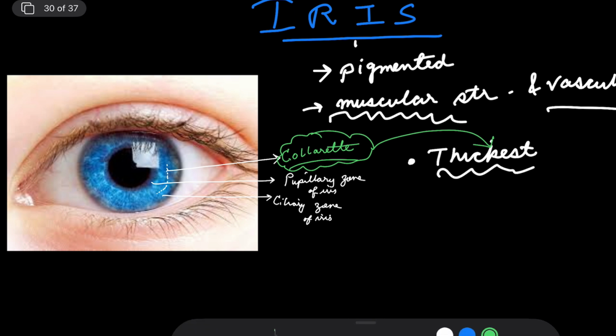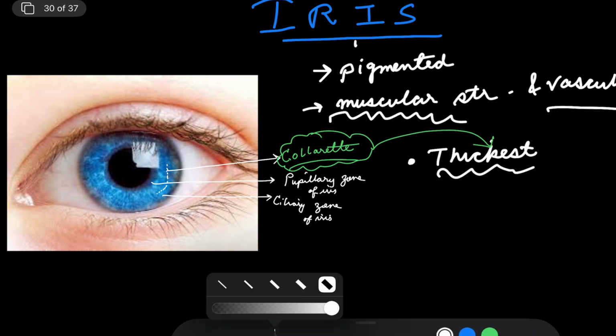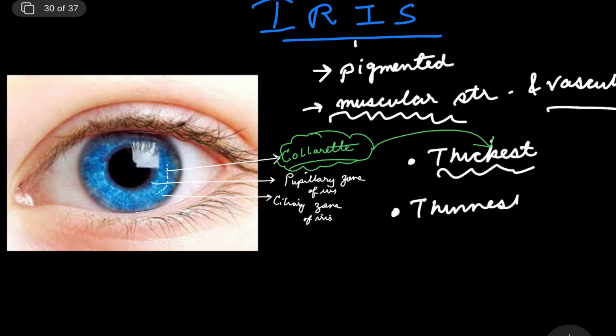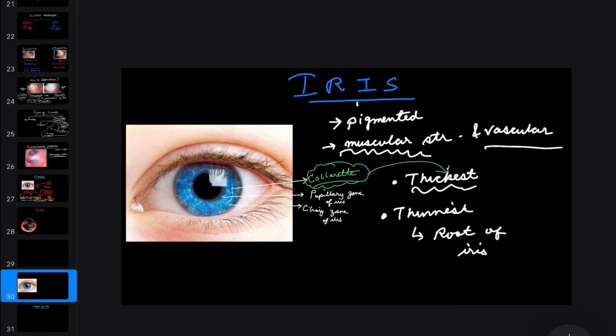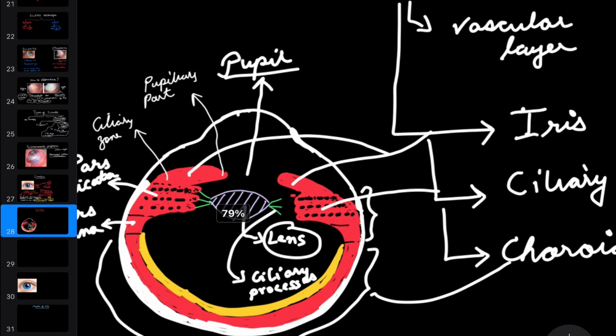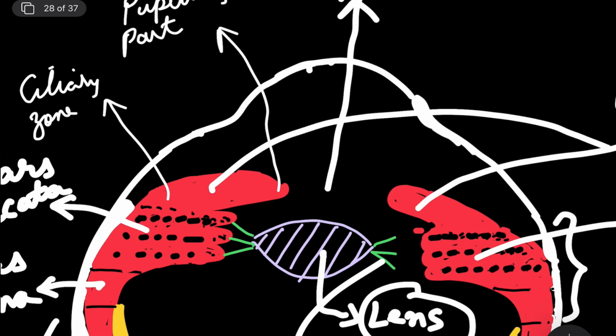Done. Now, that begs the question, obviously, what is the thinnest? Where is iris the thinnest? So thinnest iris is, let me first write it down and then I'll show you. It is at the root. So iris is thinnest at its root. What does root mean? Root of iris. Let's go back to this picture over here. See very carefully. See, if I draw a line like this, this is basically the part where the iris as a whole is attached to the ciliary body. So this is called the root of iris.